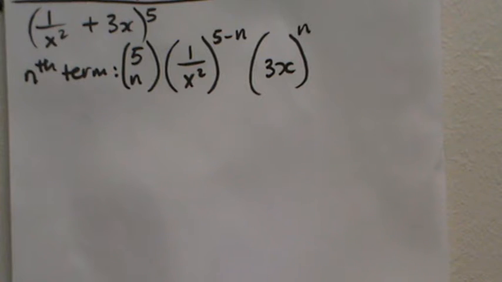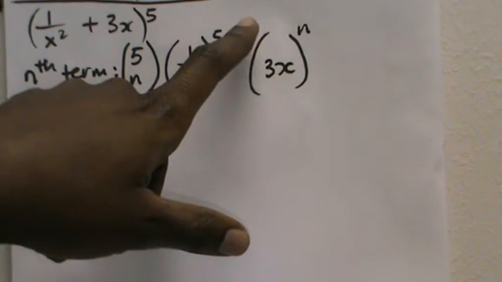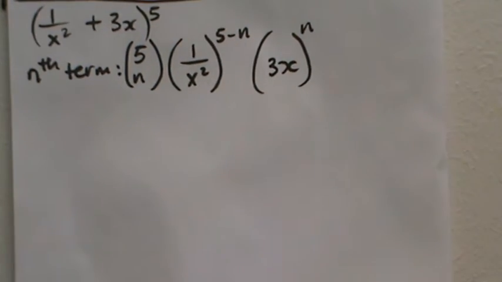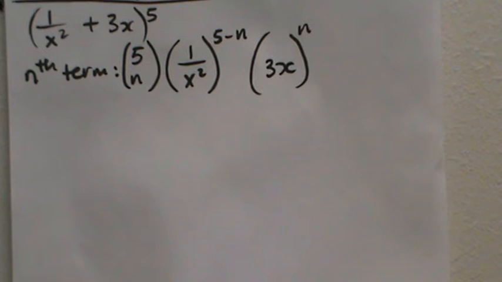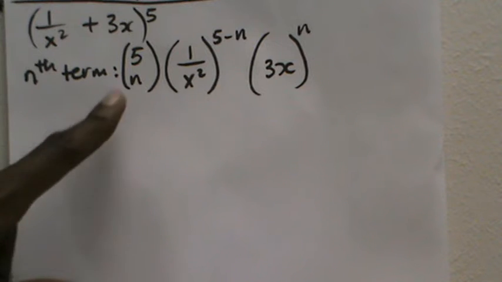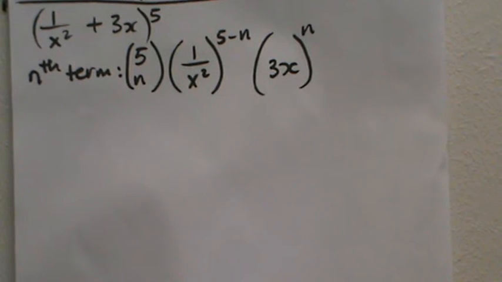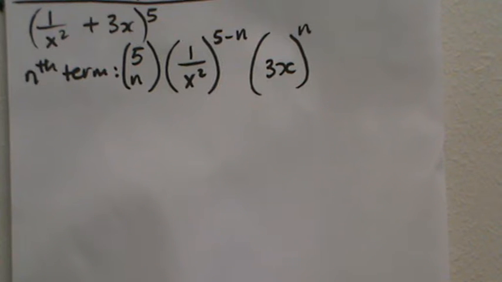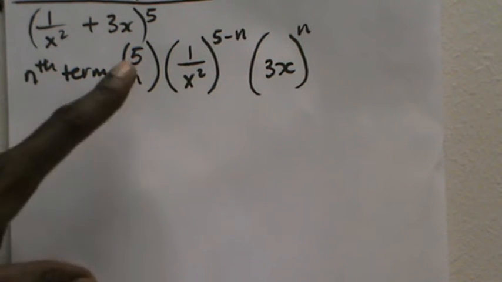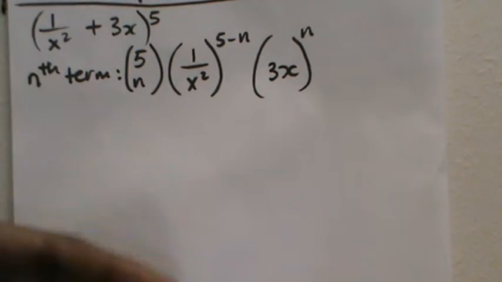Okay, so if I want the first term, we start with n is 0. So this expansion will have 6 terms in it. You have the term where n is 0, n is 1, 2, 3, 4, up until 5. So for the first term, n is 0, so I will put 0 here, 0 there, and 0 there. If I want the fourth term, that means it's 0, 1, 2, 3. n is equal to 3. Then I put 3 here, 3 there, 3 there, and then I just multiply it out.